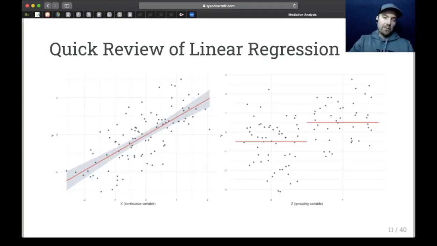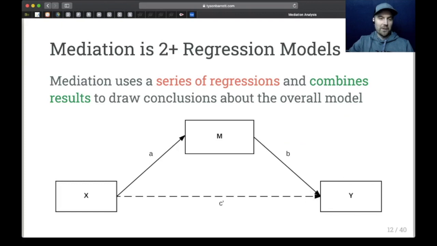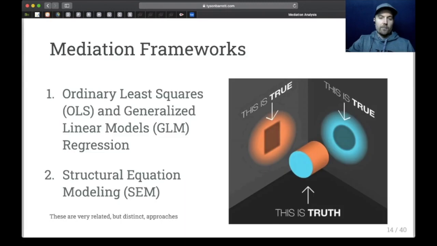For the workshop, we reviewed linear regression here. Hopefully you remember a lot of the stuff about linear regression. So mediation is just two or more regression models. When it comes to mediation, there's two general frameworks. There's the ordinary least squares and GLM approaches that we've talked about in this class. There's also the SEM approaches, the structural equation modeling that we hinted on in chapter 18. I'm going to present both in this chapter just a little bit. I'm not going to highlight them in detail, but it's important to know that they're very related but distinct approaches.